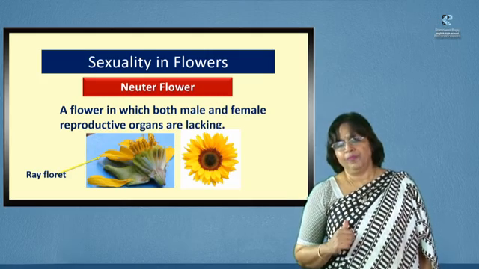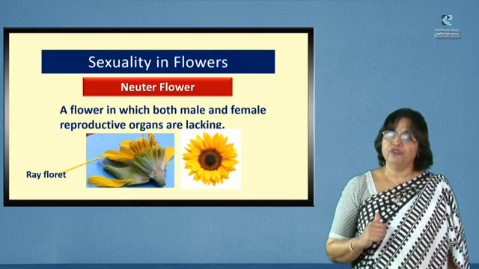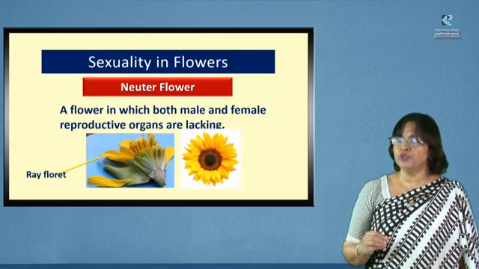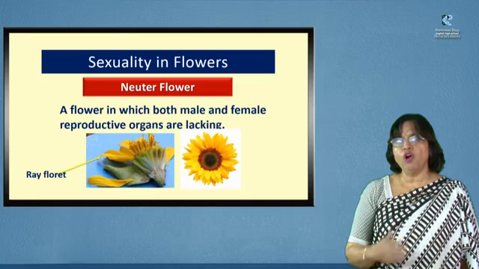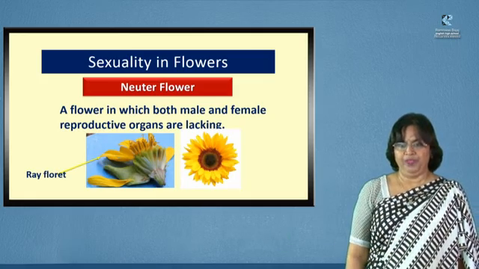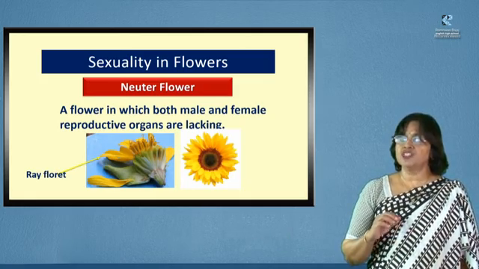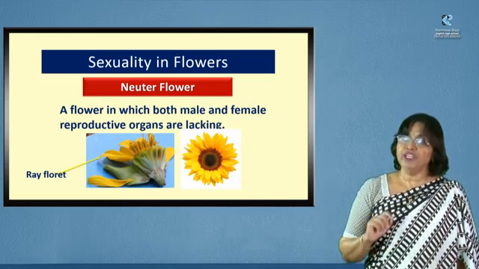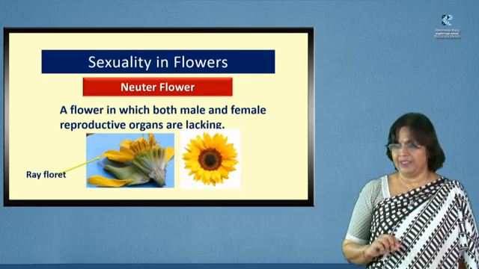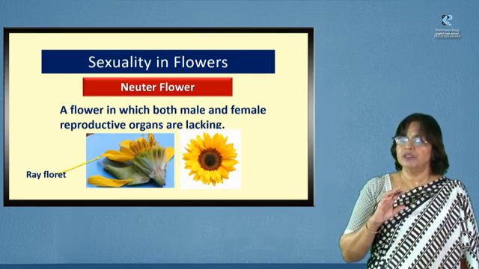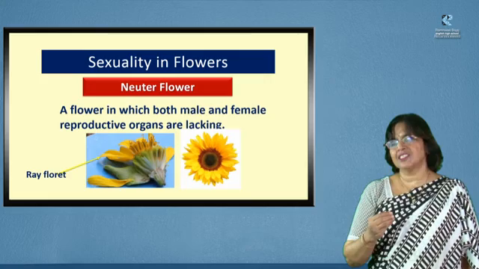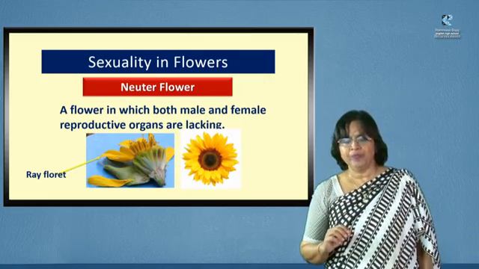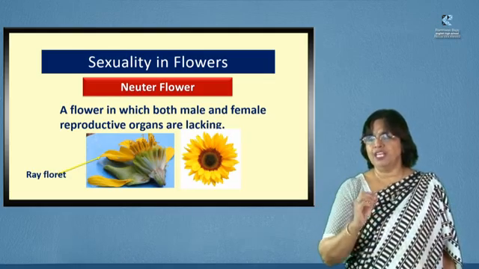Neuter flower. Yes, there are flowers which do not have the ability to either produce pollen grain or produce ovule. That means it does not have either androecium or gynoecium. Even if the structure is present, the functional aspect is absent. That is a typical example you can see in sunflower. Everyone knows the sunflower the way it is.